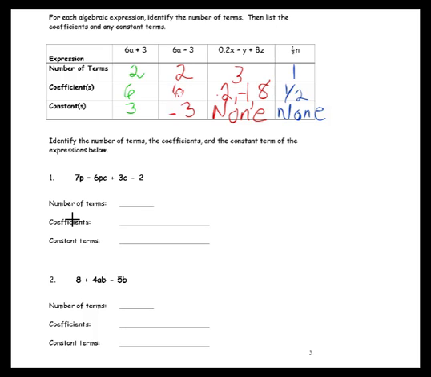Let's practice on these next two problems of identifying the number of terms, the coefficients, and the constant term of the expression below. So the first thing we're going to do is read the expression: 7p minus 6pc plus 3c minus 2. So I have 4 terms.